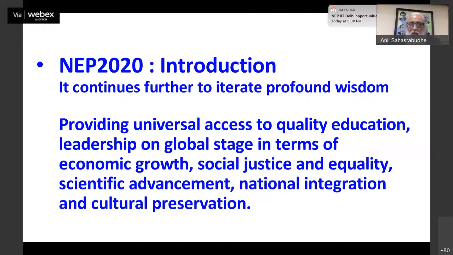This also continues with profound wisdom in its next statement in the introduction itself, that we must provide universal access to quality education to everyone, including developing leadership at the global stage in terms of economic growth, social justice, and equality. Of course, the word environment is not mentioned here, but later it takes care of sustainable development goals, scientific advancement, national integration, and also cultural preservation. I think it looks very heavily loaded, but it is profound wisdom that has been depicted in the very beginning of the policy, in the introduction part of it.